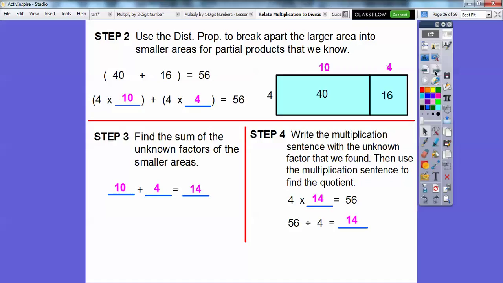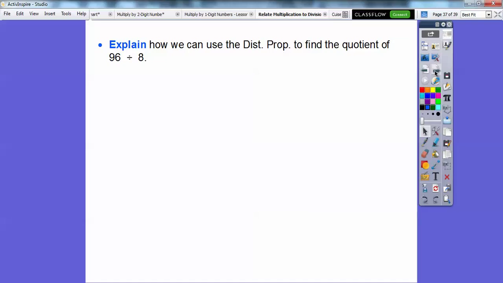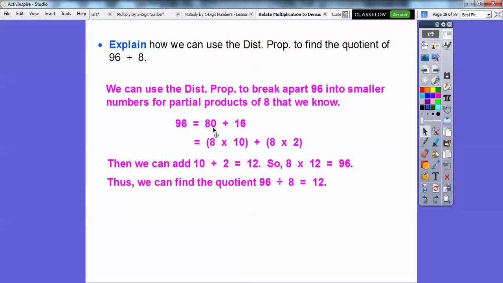Let's explain how we can use the distributive property to find the quotient of 96 divided by 8. All right, well, 96 divided by 8, we can break that 96 down by using 80 plus 16. And we know 80 is a multiple of 8. That's 8 times 10. We know 16 is a multiple of 8. That's 8 times 2. So if we add 10 plus 2, that's going to give us 12. So then 8 times 12, because this is 8 times 10 and 8 times 2, so 8 times 10 plus 2, which is 12. 8 times 12 is also 96.